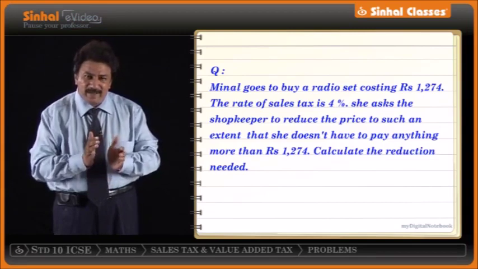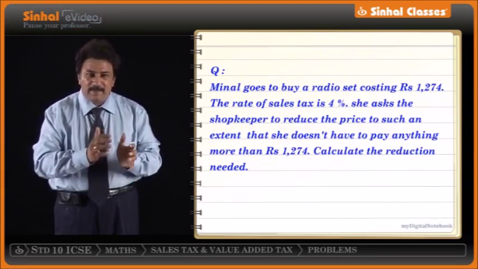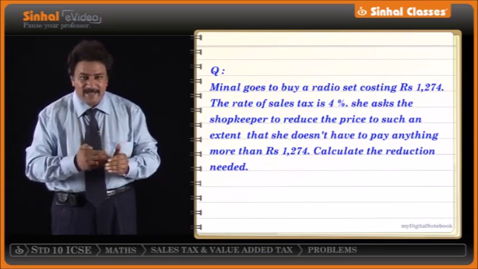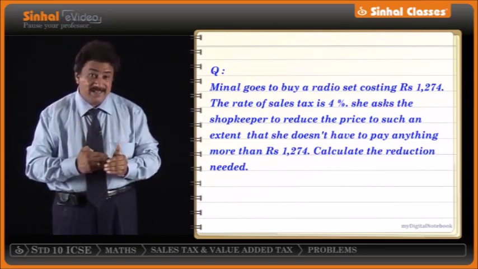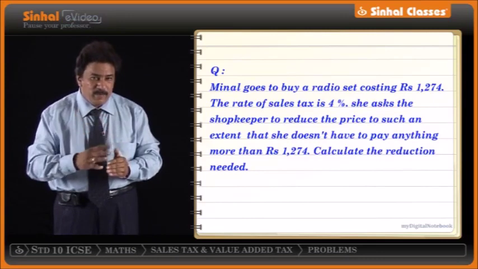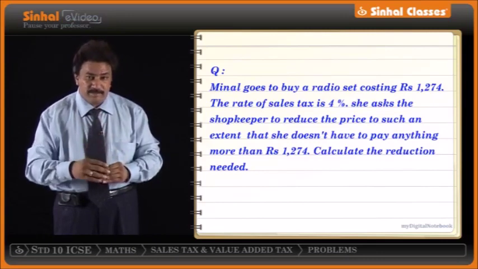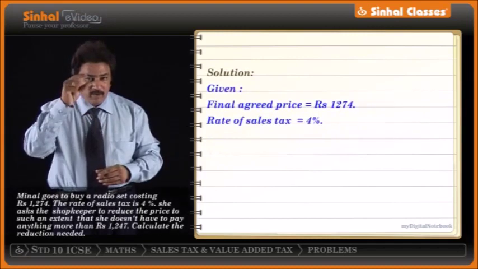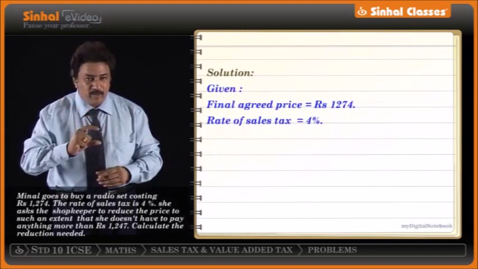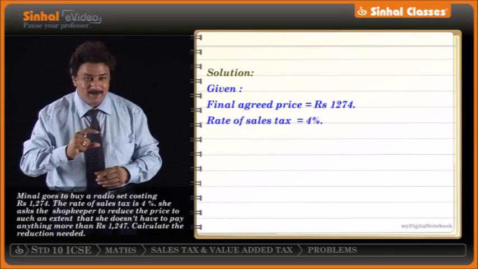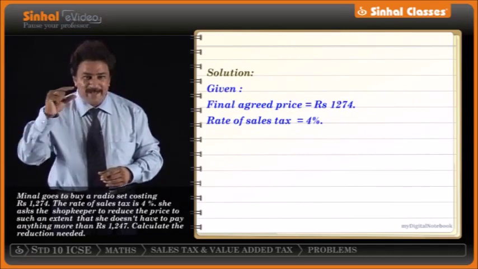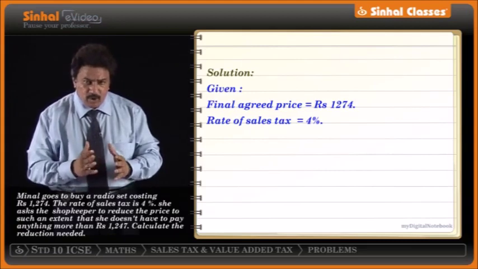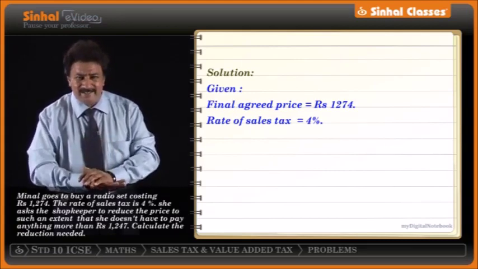Now this looks a bit impossible. The mark price itself is given as what? 1,274. Then there is sale tax, and then there comes the selling price. But she's not willing to pay anything more than 1,274. The final agreed price is 1,274. 1,274 plus something should give you 1,274. Looks impossible. That means there is some reduction needed in the original mark price. In short, we have to find the new mark price.